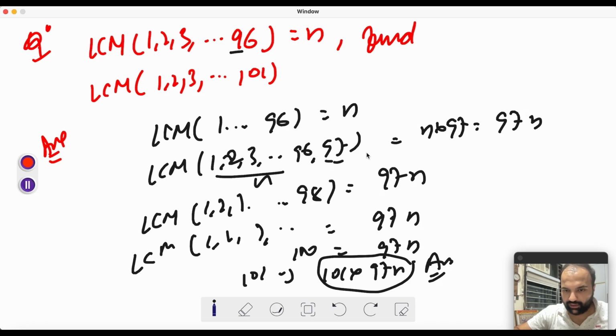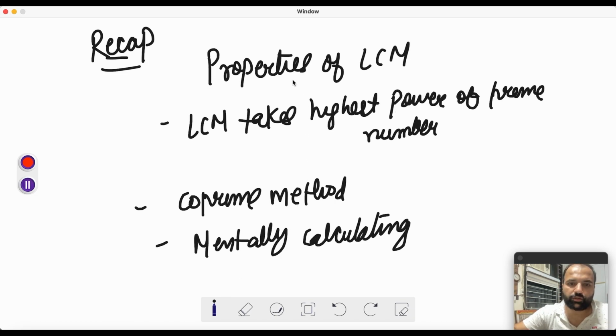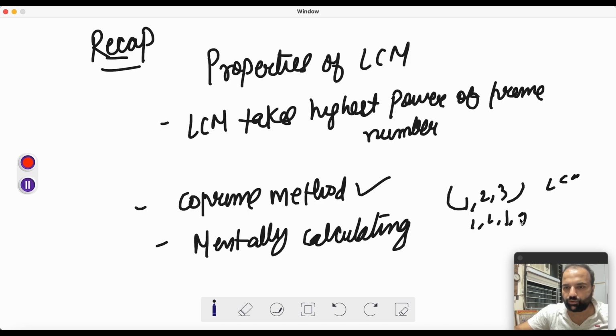Okay, so now we'll see what we have done in this class and what we are going to do in the next one. This is what we have learned today. We learned how to calculate LCM by the co-prime method. If we know the LCM of 1, 2, 3, we can find it for 1, 2, 3, 4 or 1, 2, 3, 4, 5. So without using a pen, we can see how LCM can be derived. And we also did some good questions on this concept where LCM takes the highest power of each prime number.